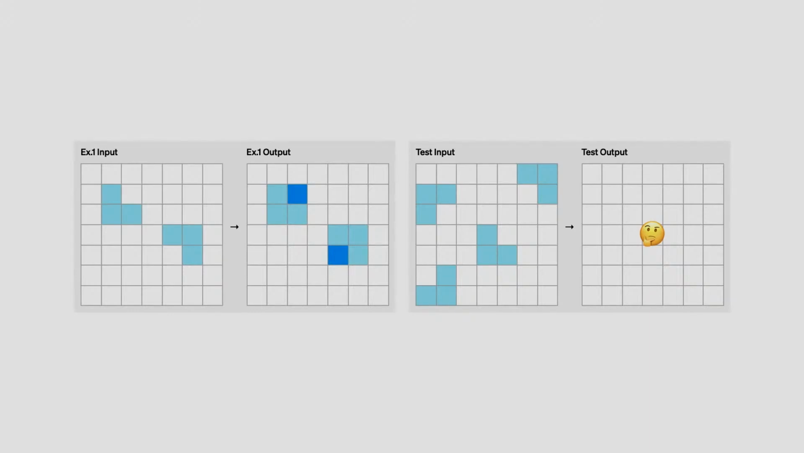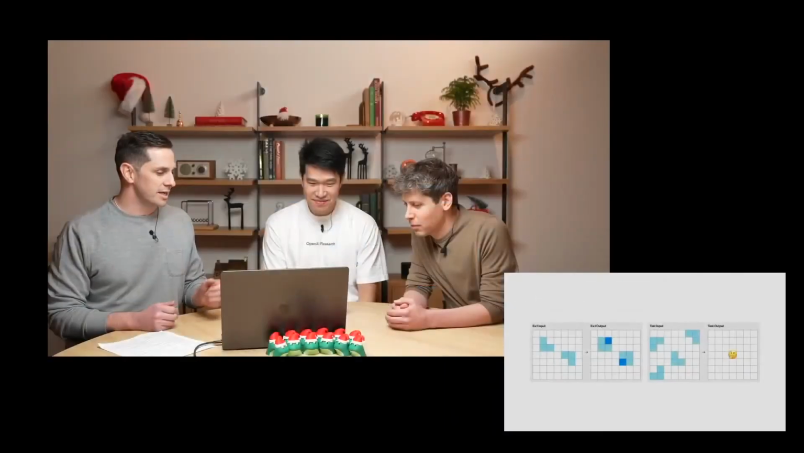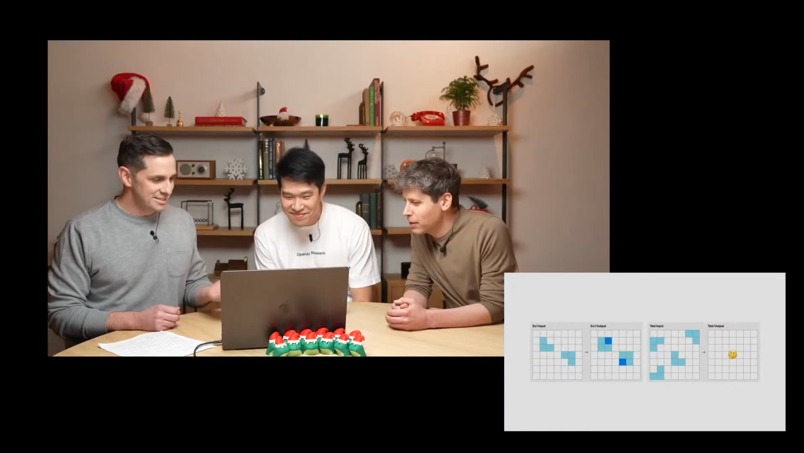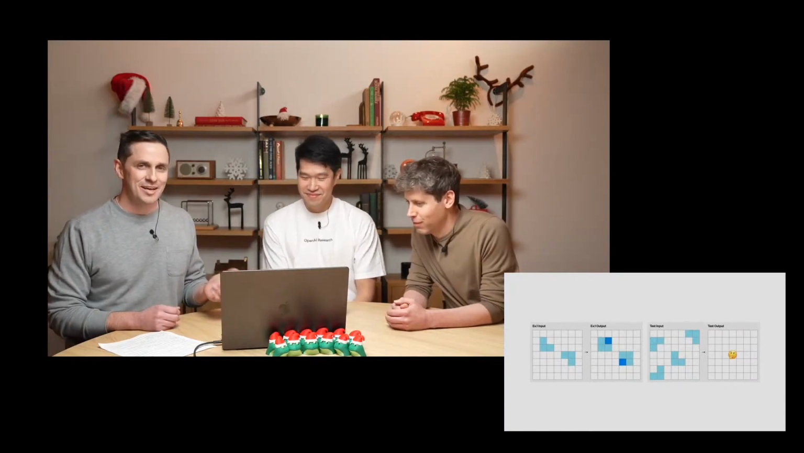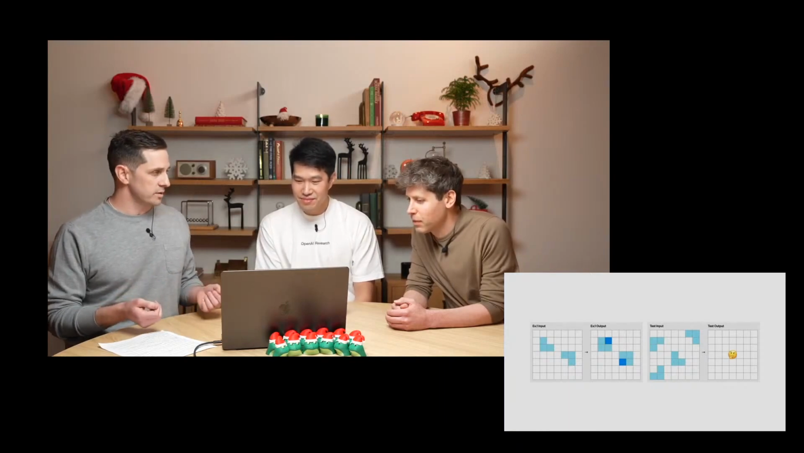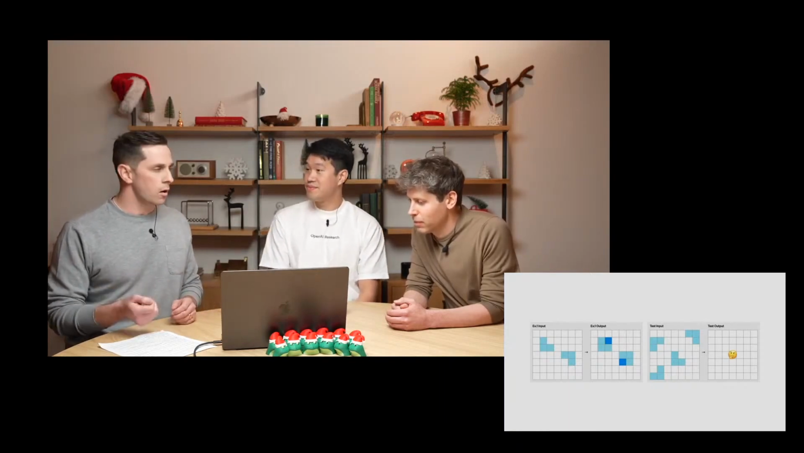Now the goal is you want to understand the rule of the transformation and guess it on the output. So, Sam, what do you think is happening in here? Probably putting a dark blue square in the empty space. Yes, that is exactly it. Now, it's easy for humans to intuitively guess what that is. It's actually surprisingly hard for AI to understand what's going on.